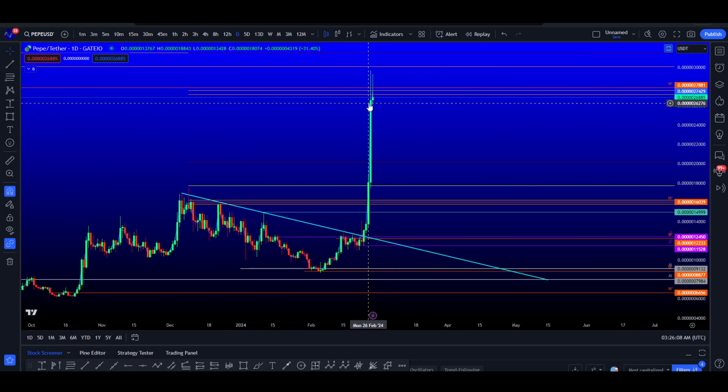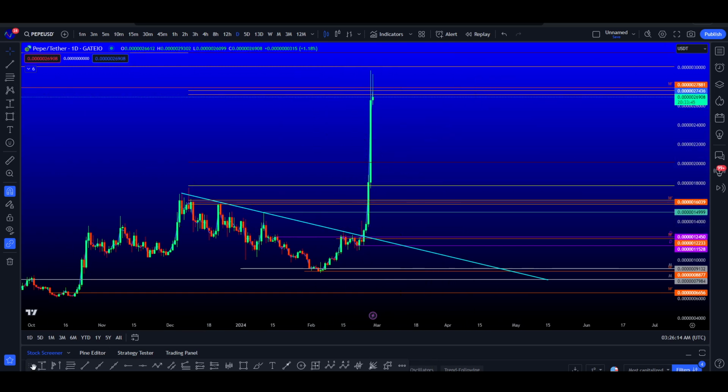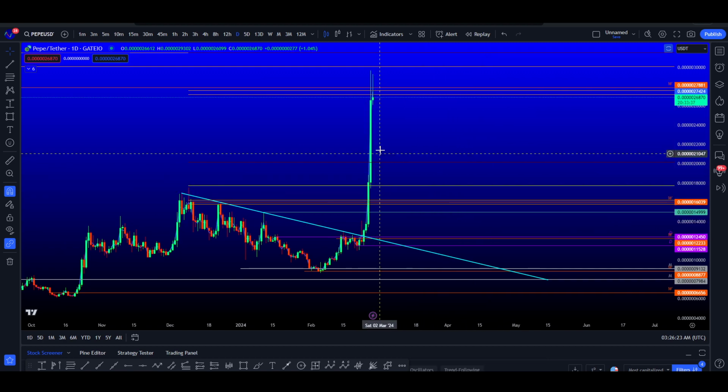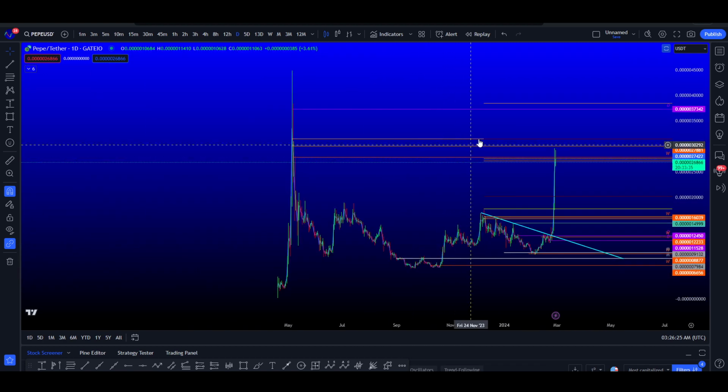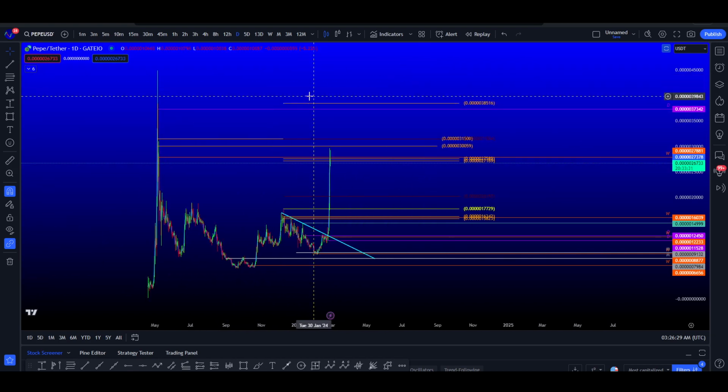Price is struggling to close above these levels. You're talking about a 117% gain after breakout. Come on. Do you have to be more greedy? Hey, listen, if you're in it for the long run, go ahead, as we can say.